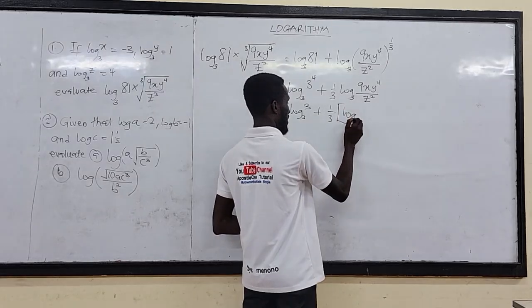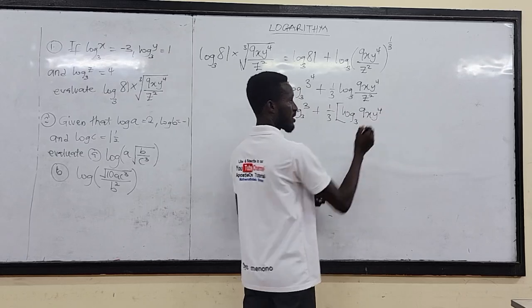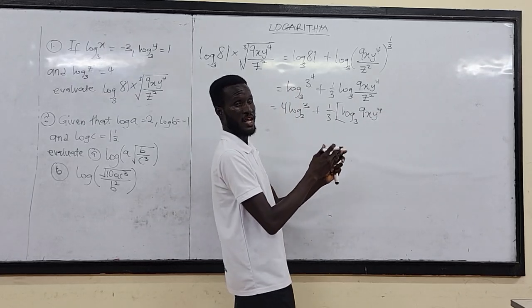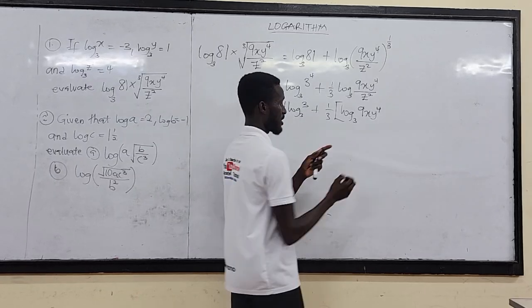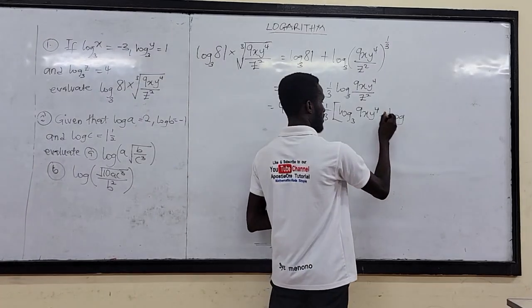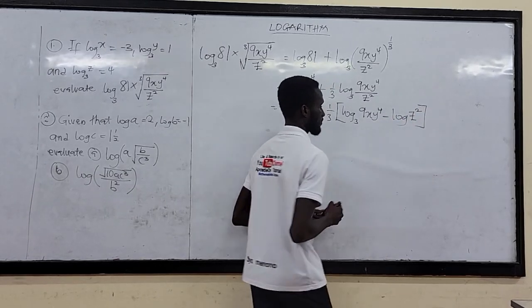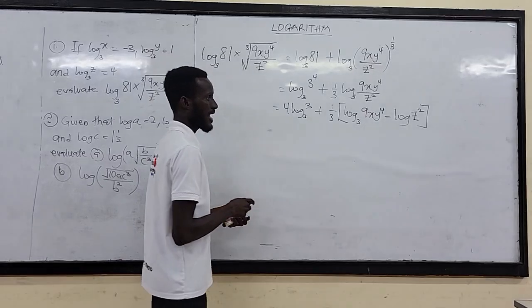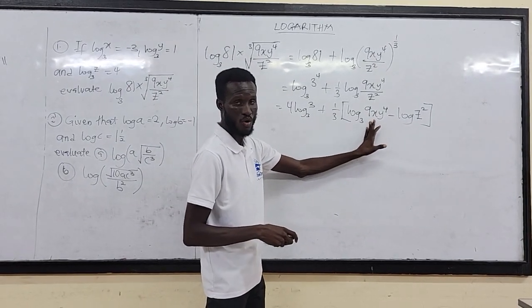So I'm going to have log base 3 of 9xy exponent 4, that is the numerator, minus log of the denominator. So minus log of what? The denominator is z exponent 2. Now this one, I'm going to expand it.